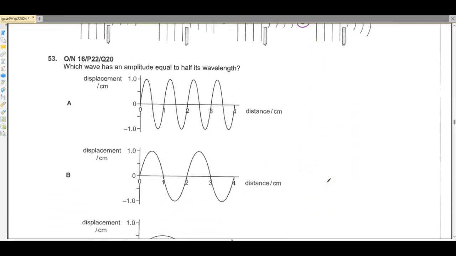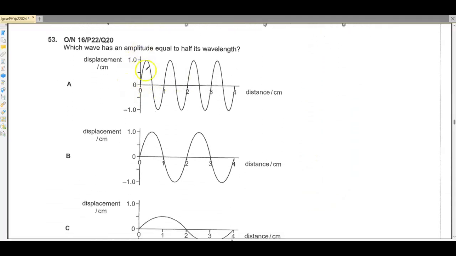Moving on to question number 53. Which wave has an amplitude equal to half of its wavelength? Okay. This is a wave. Its wavelength is going to be like इस point से इस point तक between two consecutive crests या two consecutive troughs. तो 2 minus 1, इसकी wavelength is 1. ठीक है?